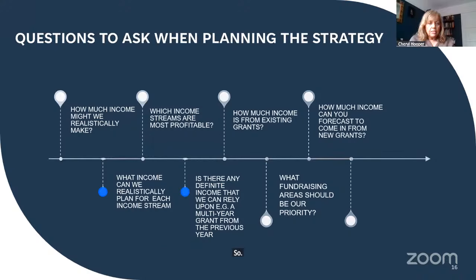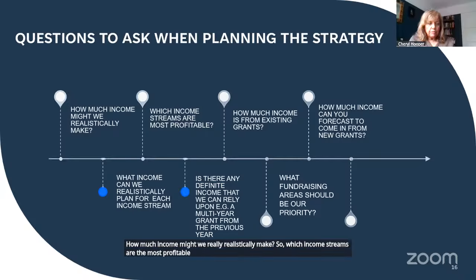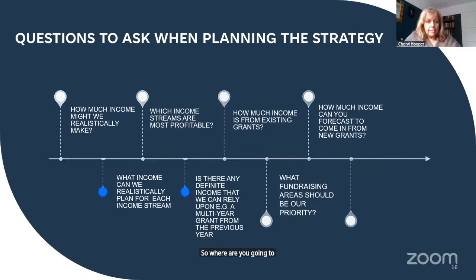The types of questions that you need to consider when you start developing your strategy are: how much income might we realistically make? Which income streams are the most profitable? Where are you going to put your efforts? How much income do you think you might get from grants? How much income can you forecast from new grant opportunities? What income can we realistically plan for each income stream?